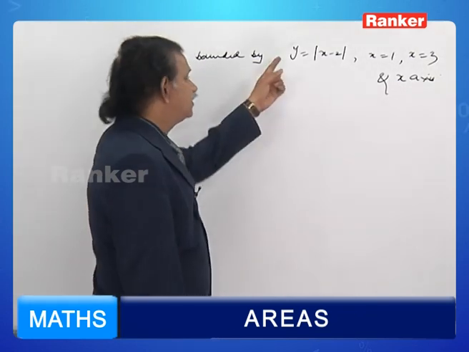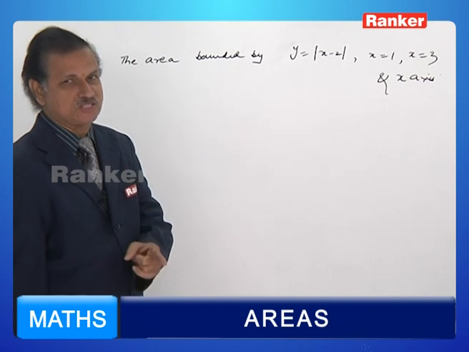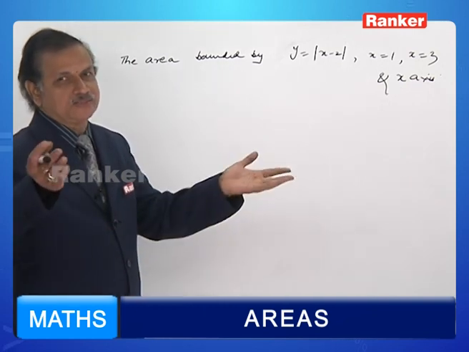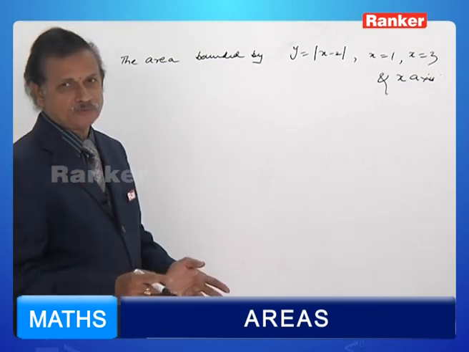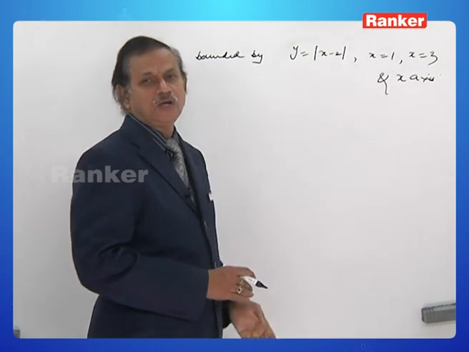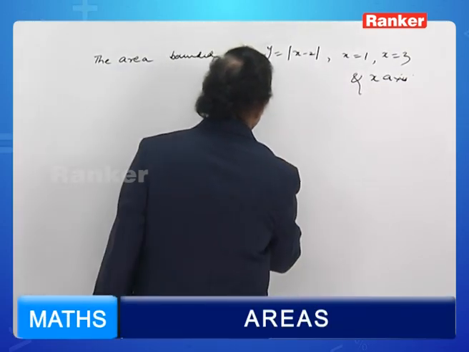First of all, you see y is equal to mod x minus 2. It does mean y is always positive. That is, the graph lies above the x-axis only. Okay, how to imagine it? There are two lines in it, y is equal to x minus 2 and y is equal to 2 minus x, isn't it? Okay.